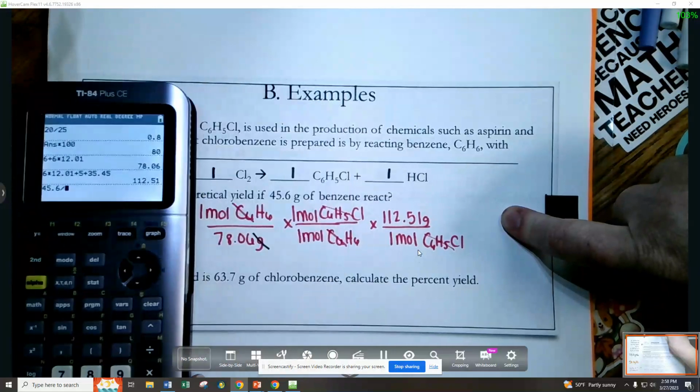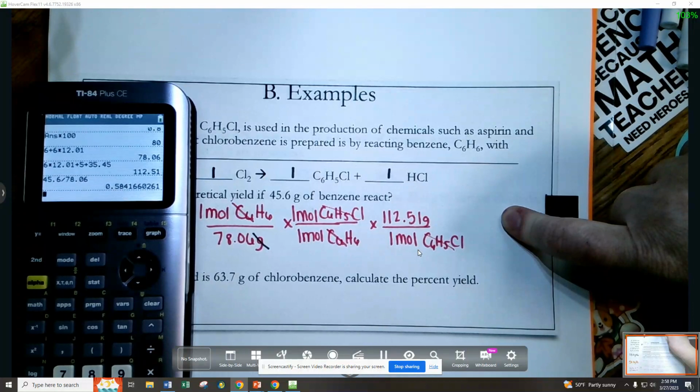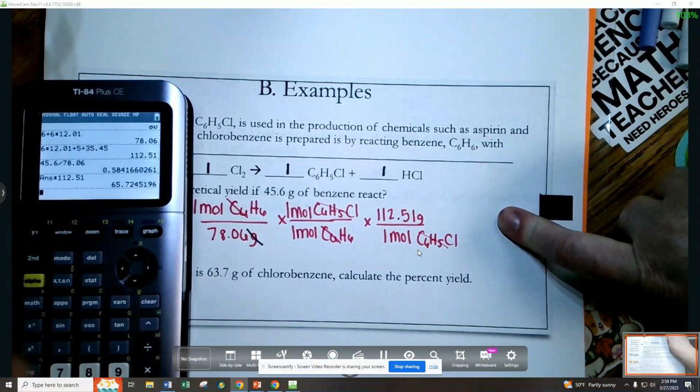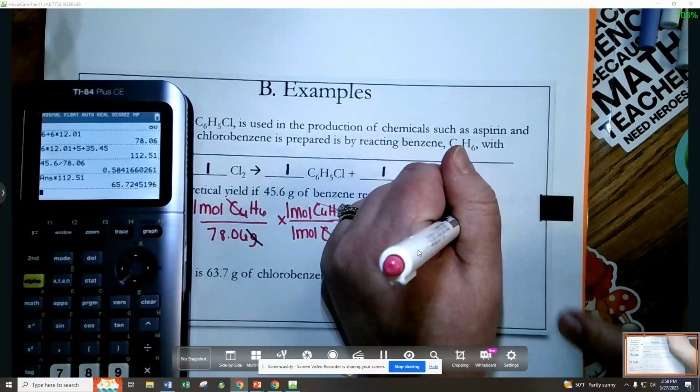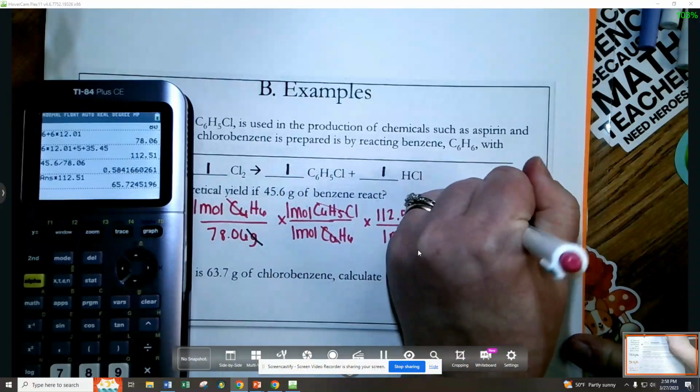So what this tells me once I get my answer is if I use all 45.6 grams and everything goes according to plan in the lab, this is how much should result according to the mathematical side of things. So we go ahead and divide by our molar mass here. Don't need to do anything with the ratio because it's just a 1-to-1 ratio. And then I'm going to go ahead and multiply by my mass of 112.51. So I have 3 significant figures. I'm going to keep 3 significant figures, and I get 65.7 grams of the chlorobenzene.